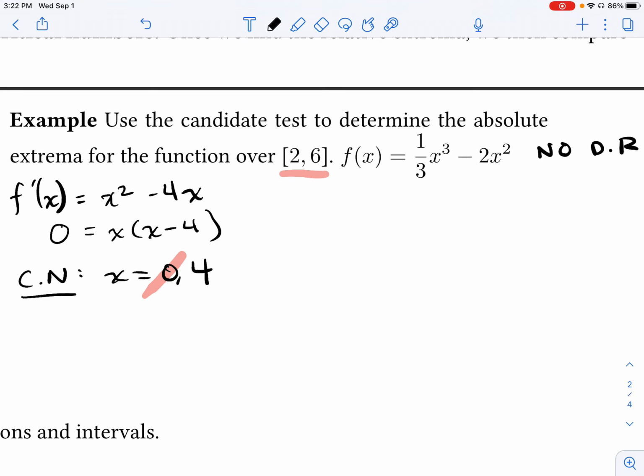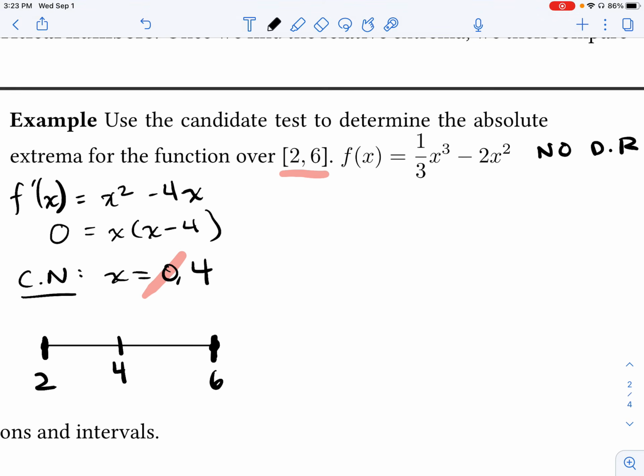So since 0 is not in my interval from 2 to 6, I'm not going to include that as a critical number. If I were just doing the first derivative test, I would just be looking at 4 and choosing a number before and after. However, because I'm now looking at absolute extremas, I can include my endpoints as possible candidates. So I'm going to label these as 2 and 6, and choose a point specifically within these intervals.